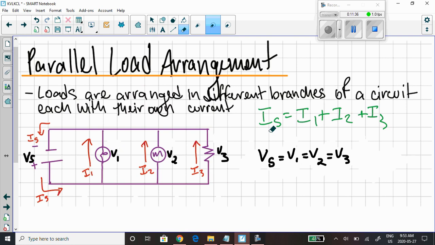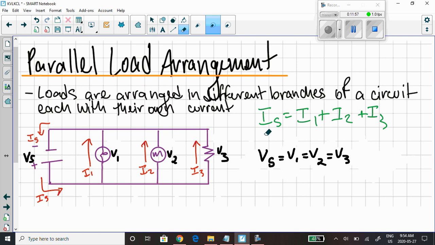So we have an equation. The current that leaves the source is equal to the current in the first branch plus the current in the second branch plus the current in the third branch. See how this is different from the series arrangement? Because it's a different looking circuit. All right. And I could have 57 branches. And I just keep on adding them.